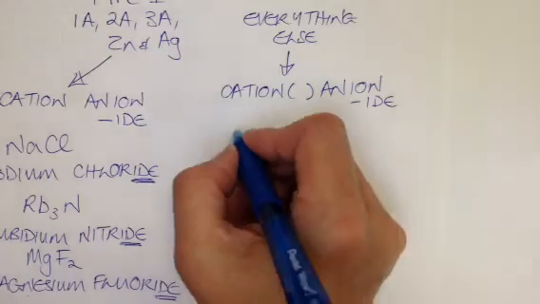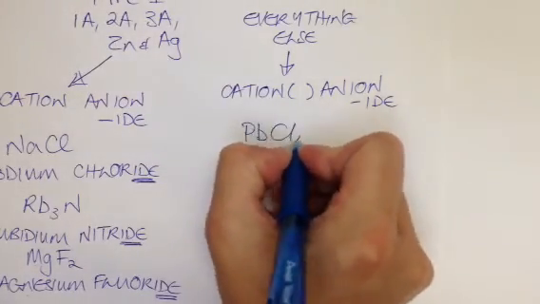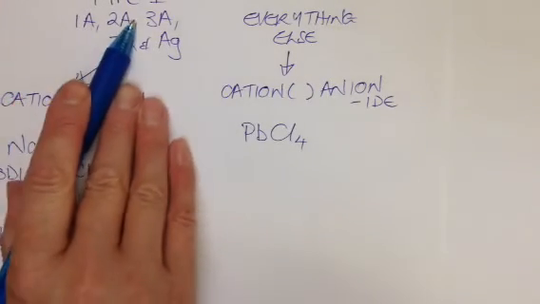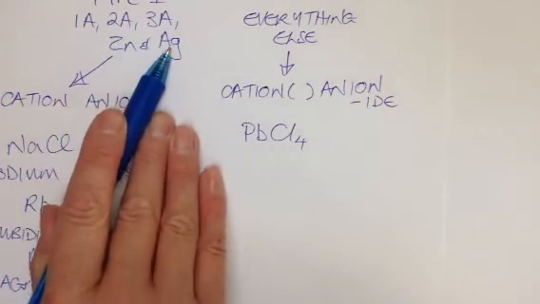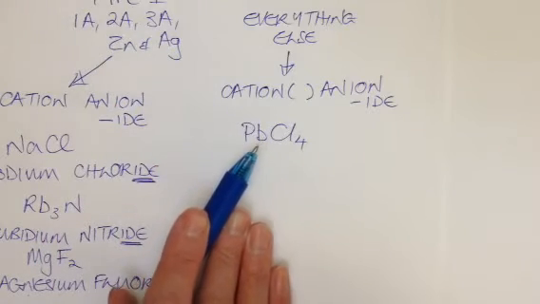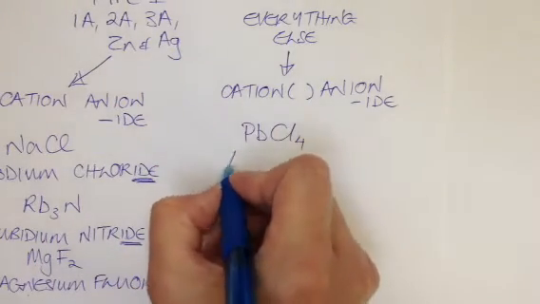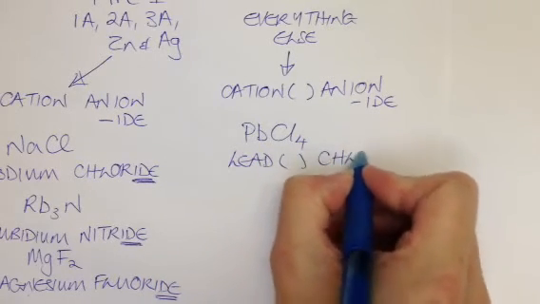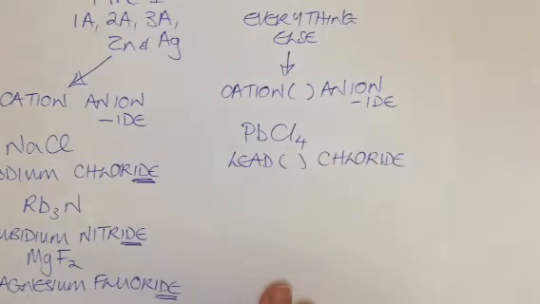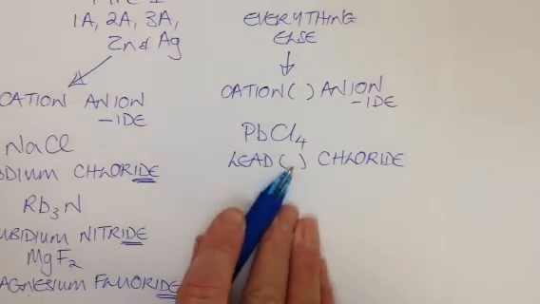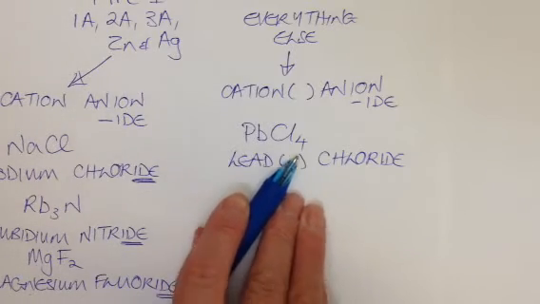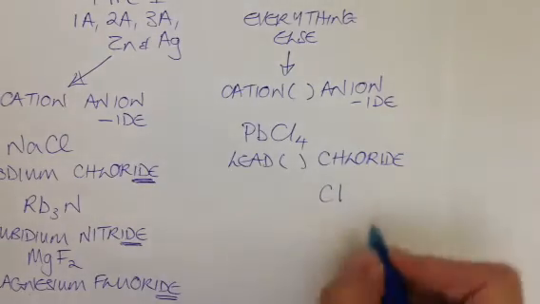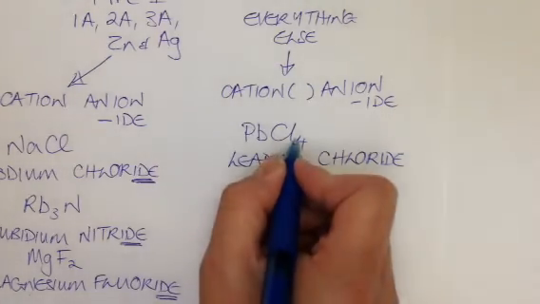So, for example, say we want to name PbCl4. Pb is lead. It's not in group 1A, 2A, 3A, and it's not zinc or silver, so it must be type 2, which means it can form more than one type of ion. So we're going to name it lead, and then something in parentheses, chloride. Okay, so how do we work out the something? Well, we work out the charge on the lead by looking at the anion. Our anion is chlorine, which is a 1- ion, and we have 4 of them.